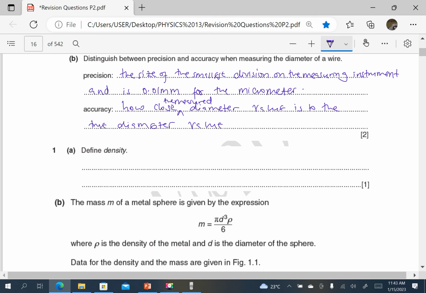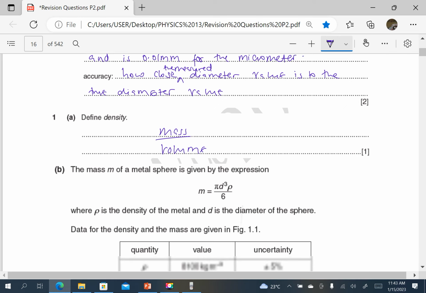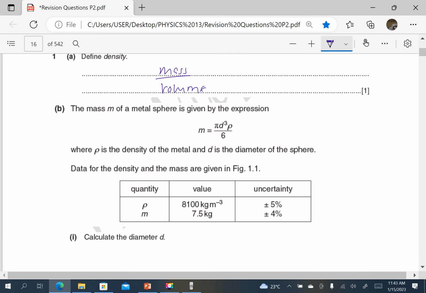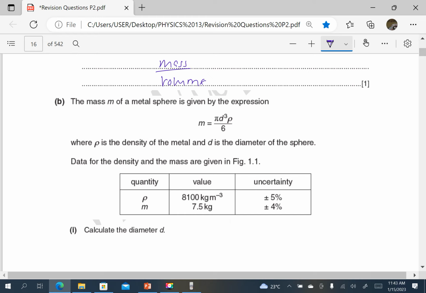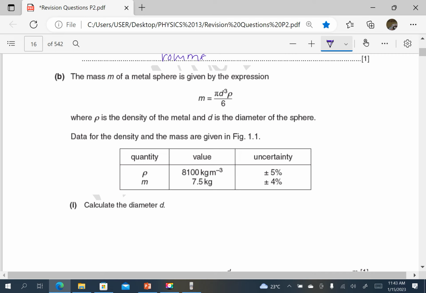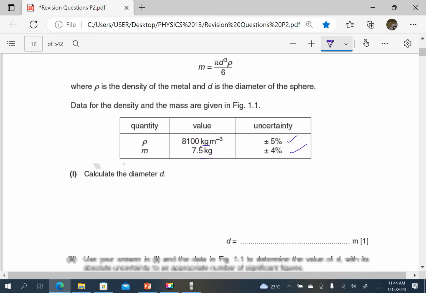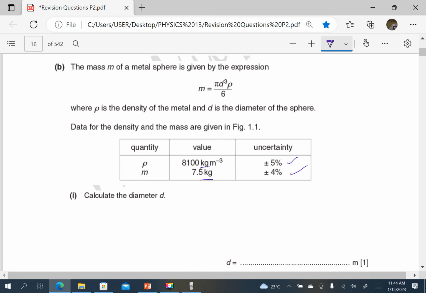Okay, define density. We know that density is mass divided by volume, the mass per unit volume. The mass m of a metal sphere is given by that expression, where ρ is the density of the metal and d is the diameter of the sphere. Data for the density is given here. The uncertainties are in percentage, and the values are in SI units. Calculate the diameter d. So we make it the subject from this expression.